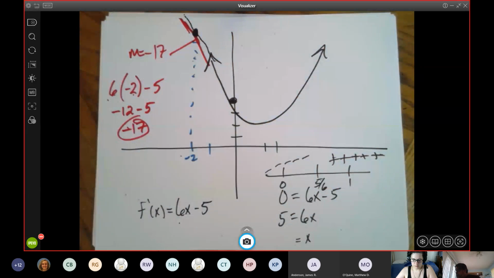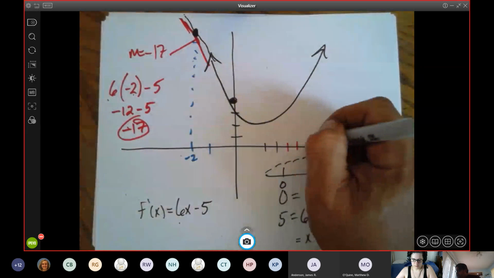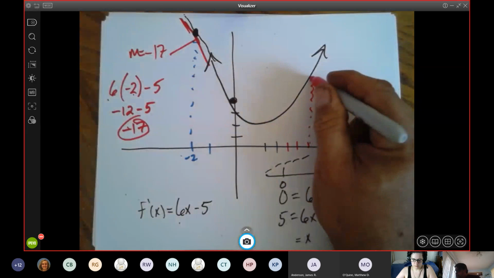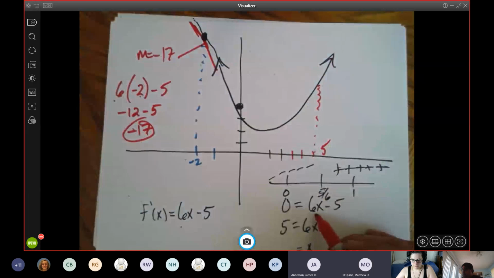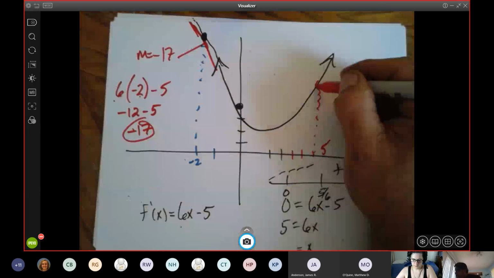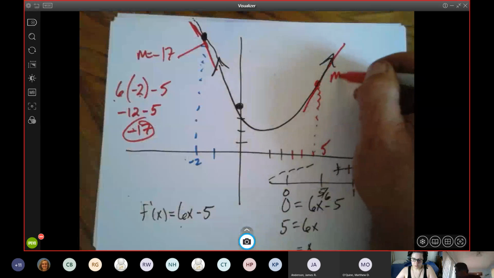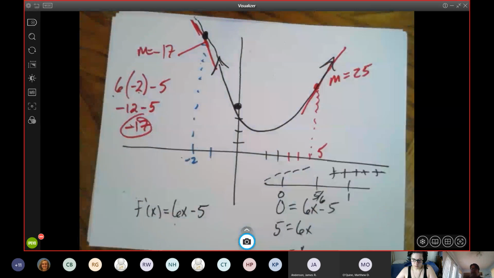What is the slope at positive 5? 6 times 5 is what? 30, 30 minus 5 is? 25. So the slope at 5 is equal to 25. That's what you're finding out.